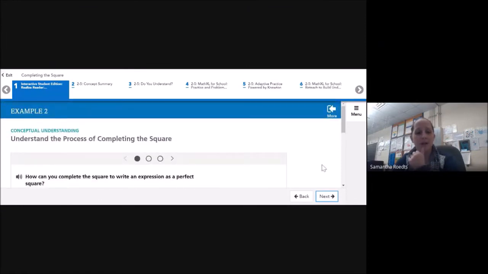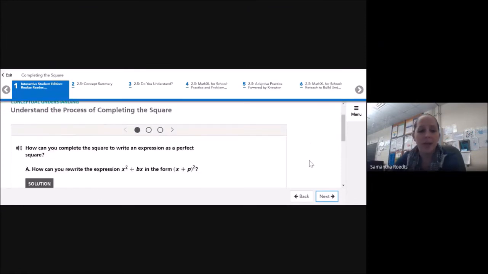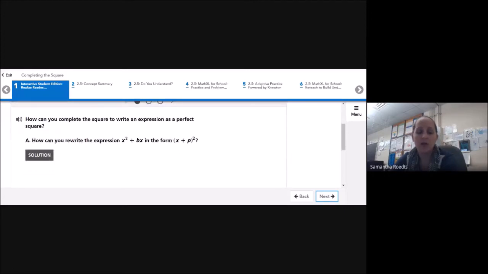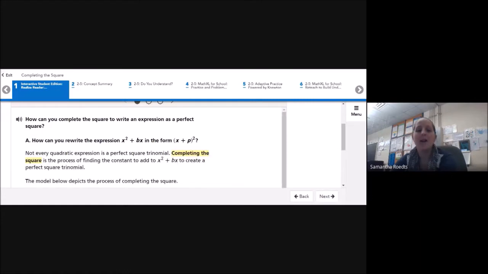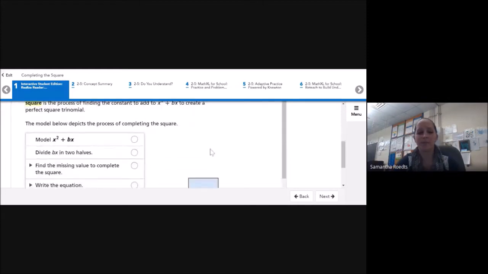So understanding the process of completing the square, how can you complete the square to write an expression as a perfect square? So how can you rewrite the expression x squared plus bx in the form x plus p squared? Okay. So not every quadratic expression is a perfect square trinomial. So completing the square is the process of finding the constant to add to x squared plus bx to create a perfect square trinomial.